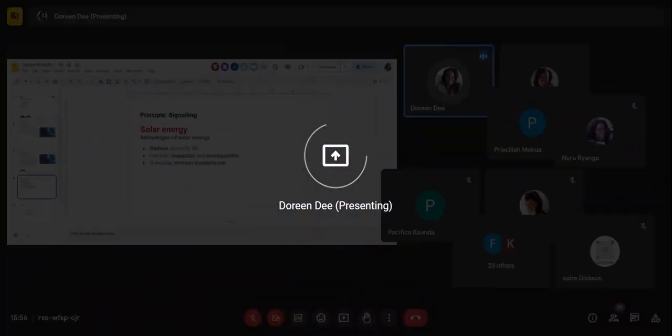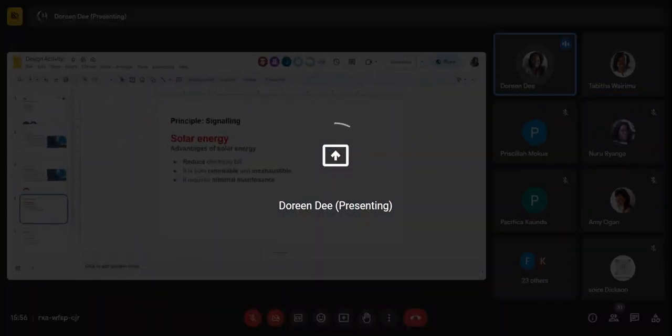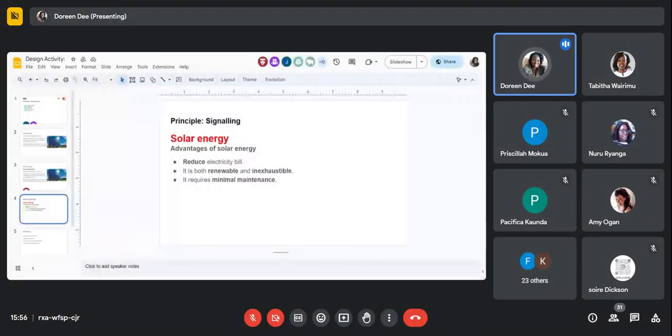Yes, so in group three, we were to speak under the principle of signaling. So we chose to focus on the advantages of solar energy. So we came up with two slides. The first one, that is the screen, is the one where we've implemented all the requirements of that principle.